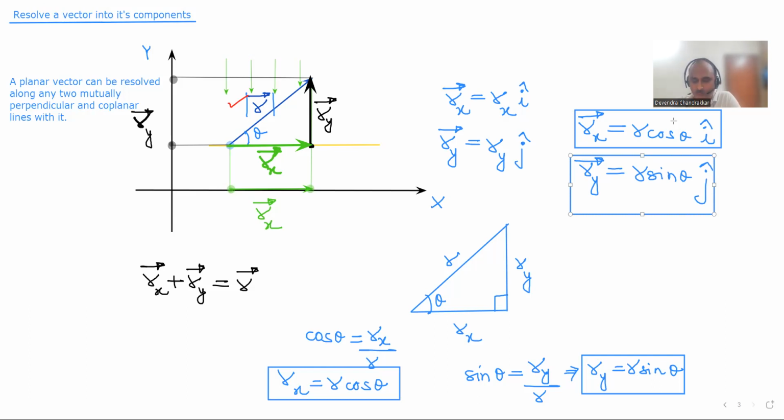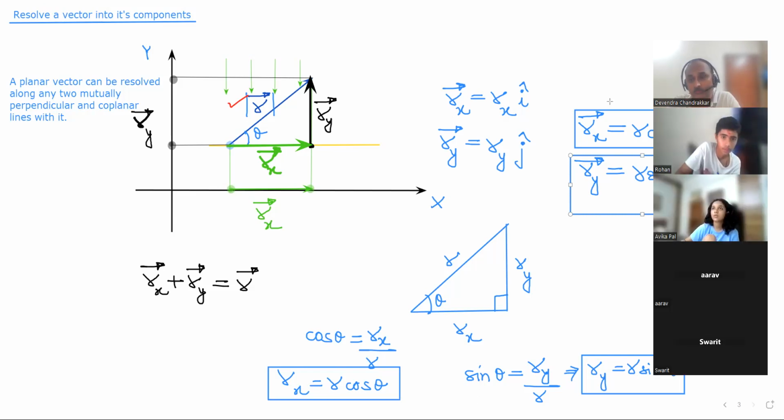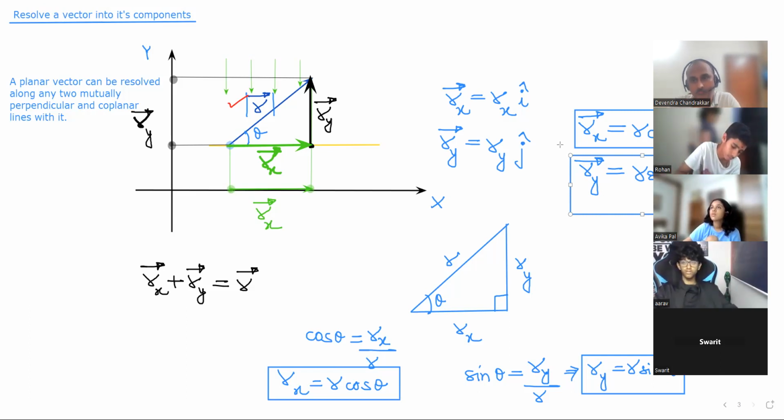I have a doubt. Okay, so just as an example, let's take the vector over here as displacement, and let the y-axis be the vertical displacement and the x-axis be the horizontal displacement.